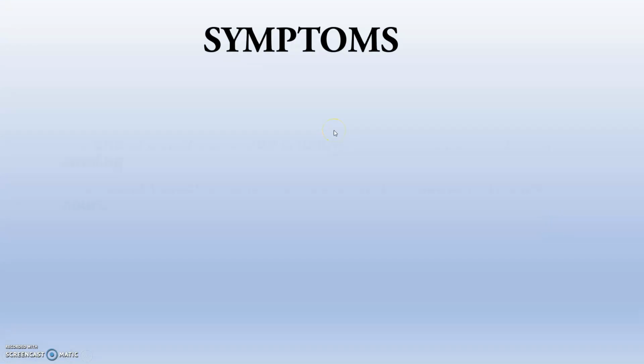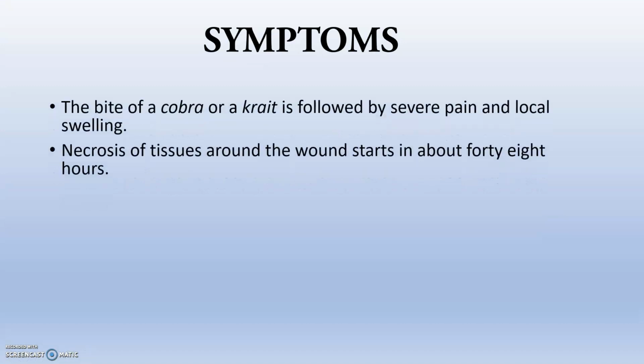So next is moving to the symptoms. The bite of cobra or krait is followed by severe pain and local swelling due to the toxins present in the blood. Necrosis of tissues around the wound starts in about 48 hours. That is, after some time the wound will become necrotized due to the excess autolysins and hemolysins or tissue lysin toxins present in the venom.